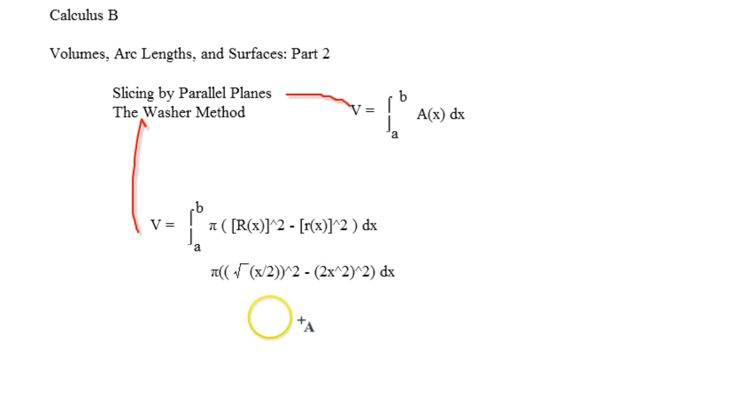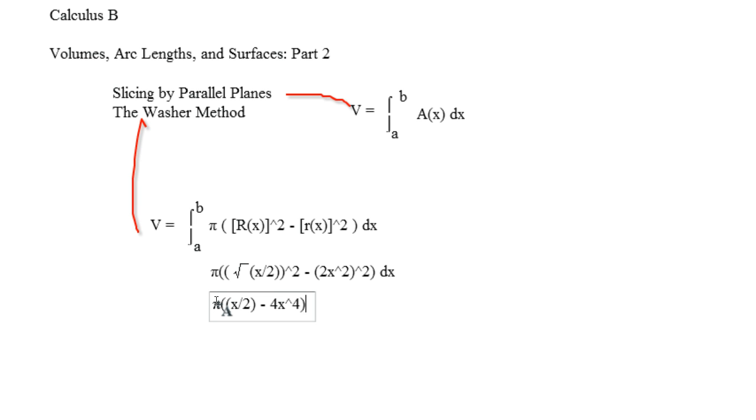Alright, so what this is going to look like is pi times x over 2. That's going to be in its original set of parentheses, because when I square it, it's just going to get rid of that square root. And then the other one is going to be minus 4x to the 4th.